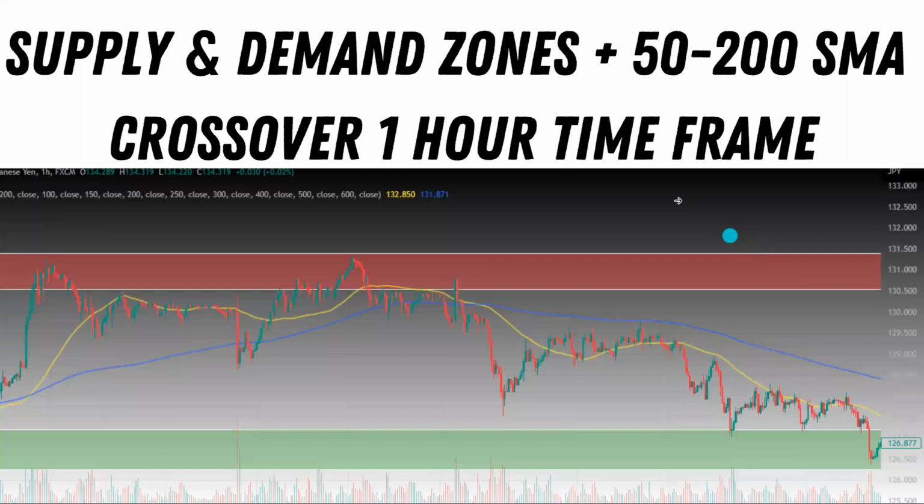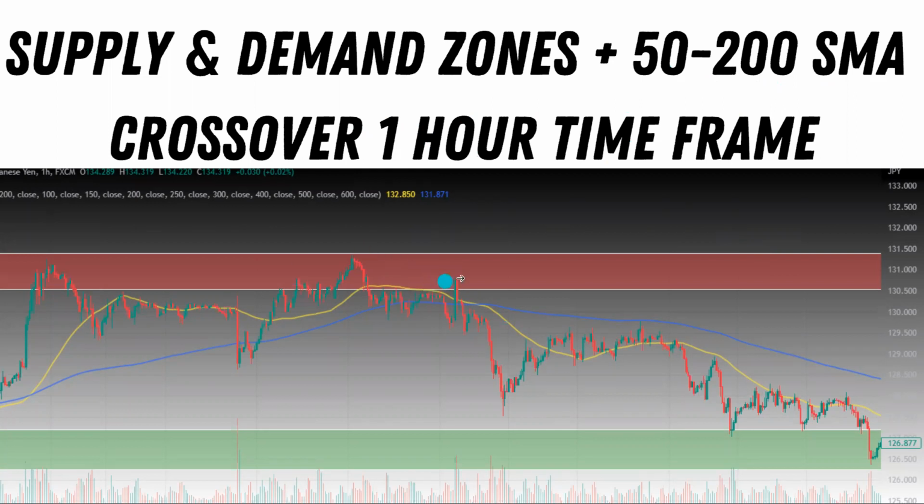Now over here, we have the supply and demand zones with a 50-200 simple moving average crossover on the 1 hour time frame. All right, so this is going to be your death cross. All right, and so the 50 simple moving average is going to be here in yellow, and then we have the 200 SMA here in blue. All right, so very similar things, guys.